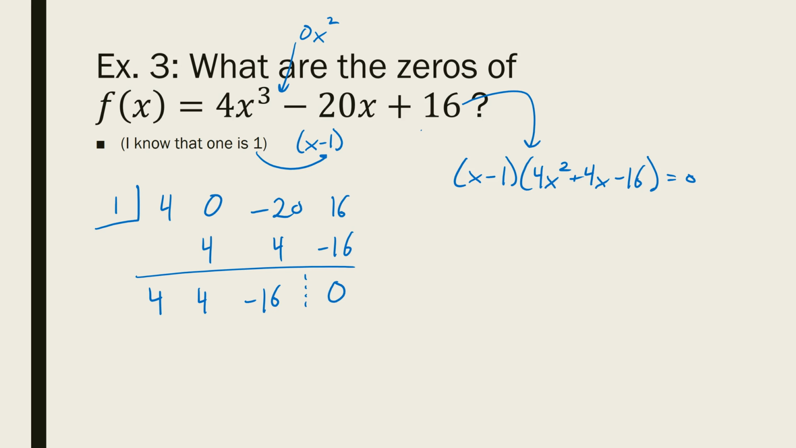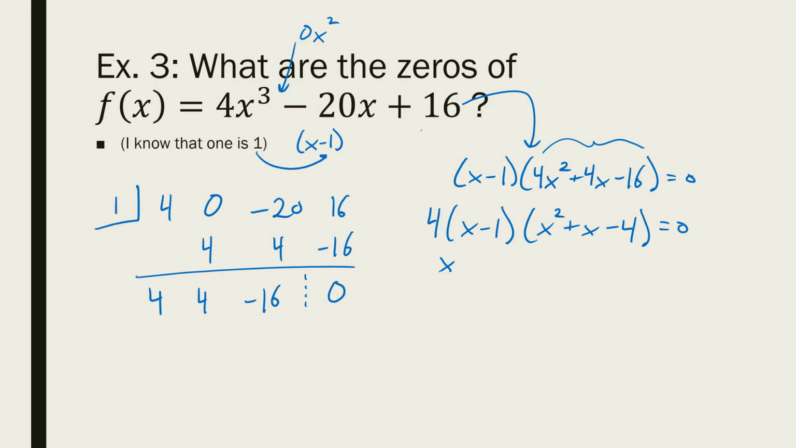Now, there's a GCF I can pull out of the quadratic. I can pull out a 4. Let's put that 4 all the way at the front because I can multiply things in any order, so that's legit. If I pull the 4 out of this quadratic, I'm left with x squared plus x minus 4 equals 0.